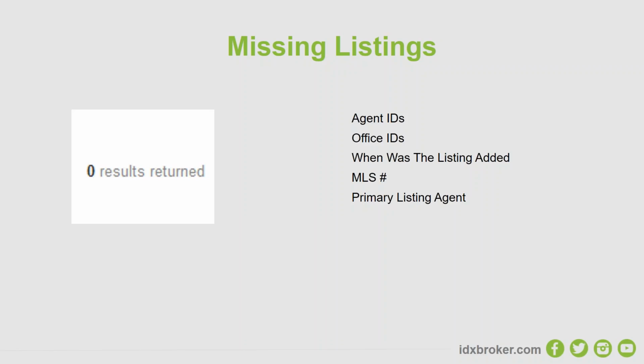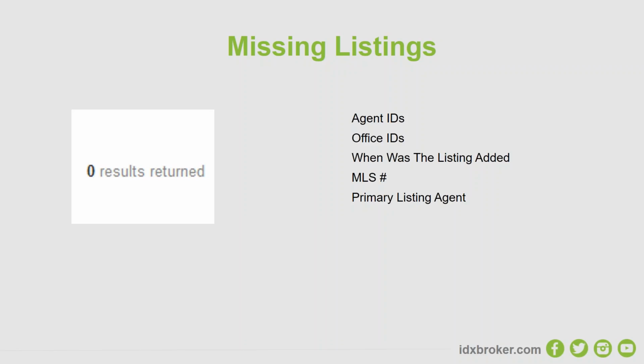And then the last thing that you'll want to check: if the agent IDs are correct, the office IDs are correct, the listing was added, the feed is run for the day, and you're still missing your listing, at that point what you'll want to do is send an email to either help@idxbroker.com, or if you are a developer or have a developer partner, then send that email to developers@idxbroker.com with the following information.